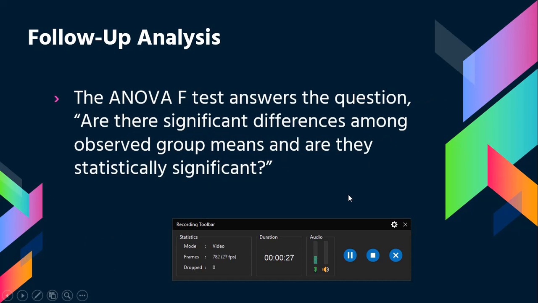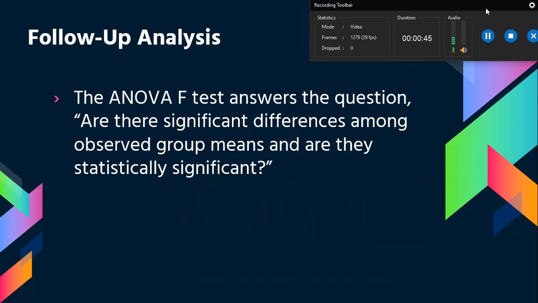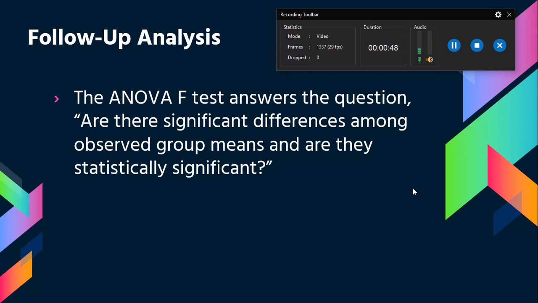At the end of the last section, we talked about running the ANOVA F-test to see if there was a difference between different group means. So again, we're asking the question, are there significant differences among the observed group means, and are they statistically significant? Usually when you set up your test, you already have some kind of preconceived ideas about which means might be different or which ones might be the same.